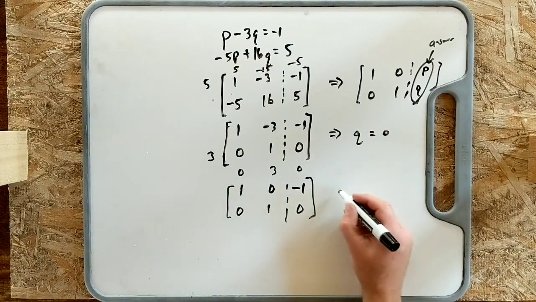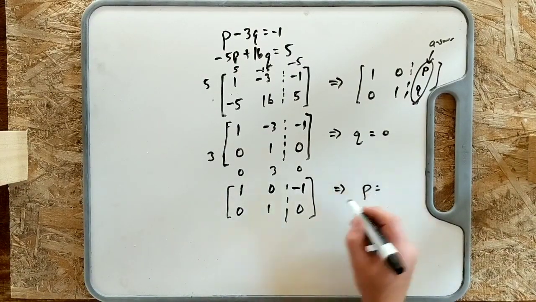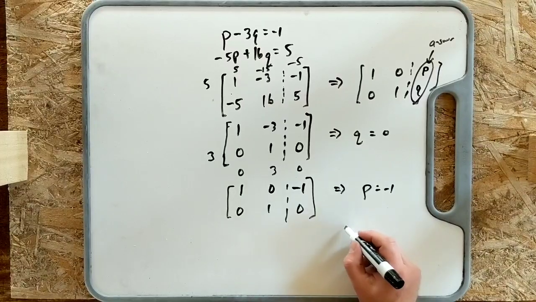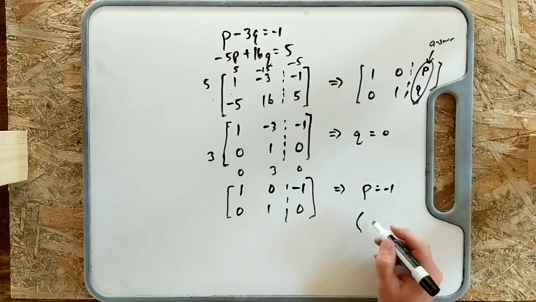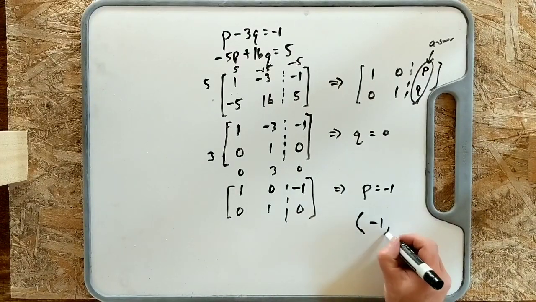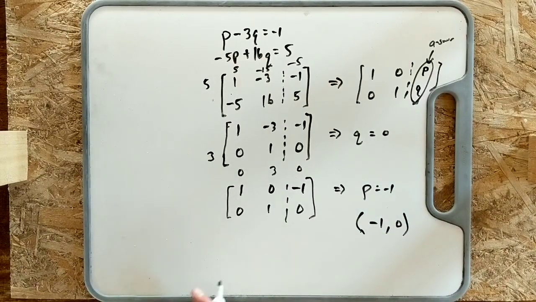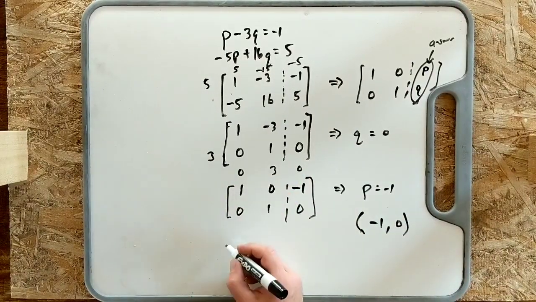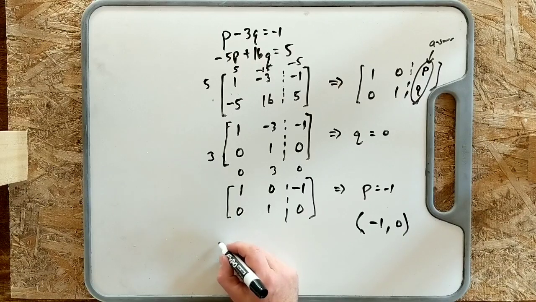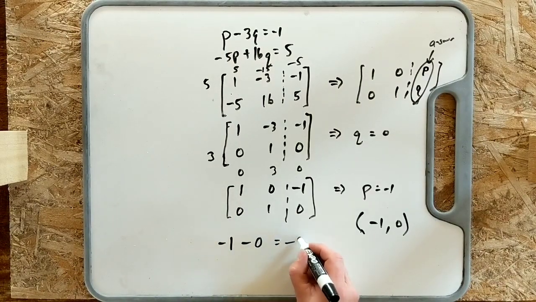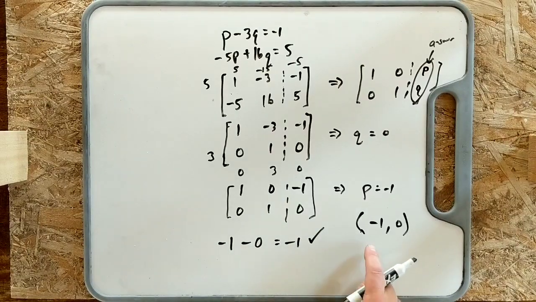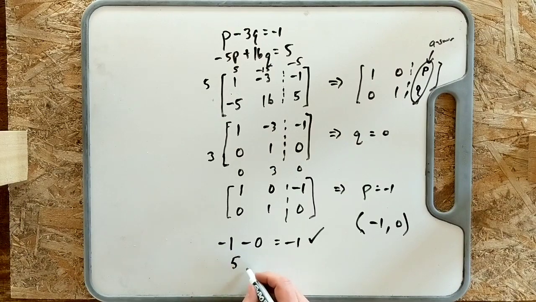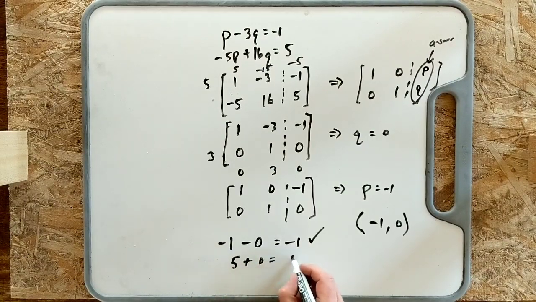So what does that mean the answer is? That means that p is negative 1. So my answer, if I put it in a coordinate point, is negative 1, 0. And now at this point what I do is check my answer. Put negative 1, 0 in the top equation: negative p would be negative 1 minus 3 times 0, which is 0, equals negative 1. That checks. Put negative 1, 0 in the other one: negative 5p is 5, plus 0 equals 5. Check. So negative 1, 0 is correct.